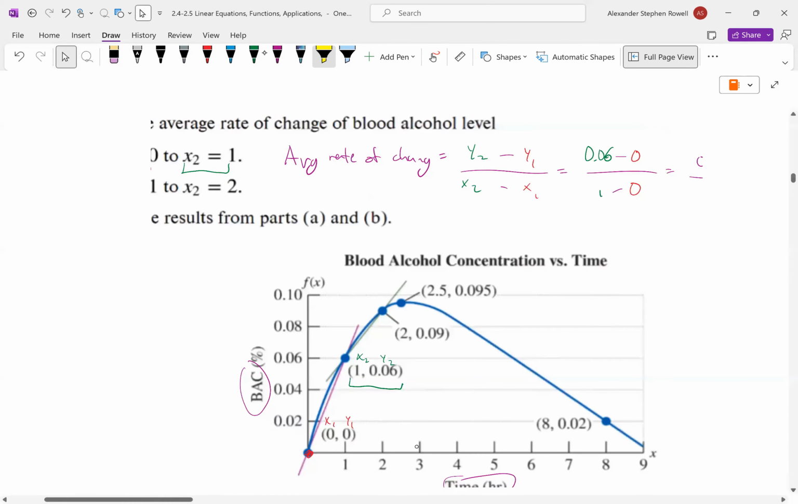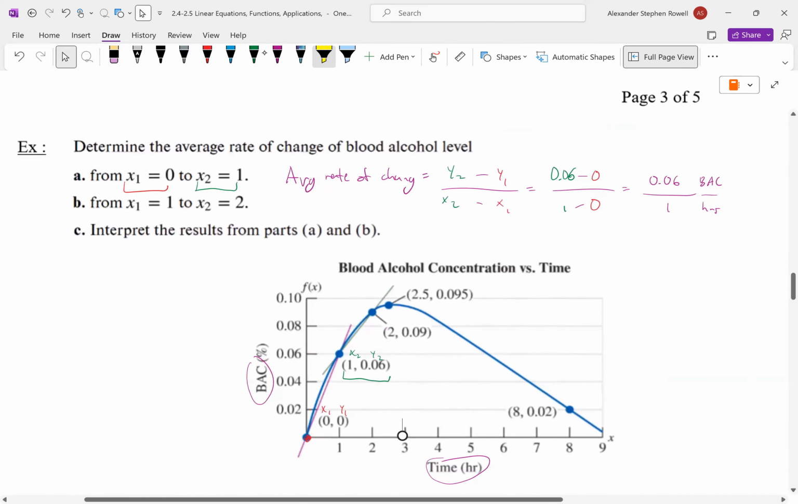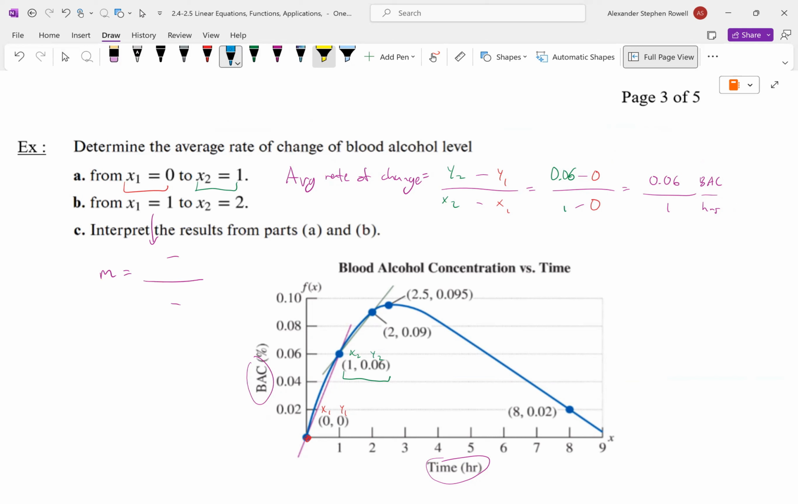All right, let's try part B. From 1 hour to 2 hours, what's my average rate of change? Maybe I'll use m this time to note the slope. It would be what minus what? Close. I guess I said it doesn't matter. If you want to do 0.06 minus 0.09, you just need to make sure to do 1 minus 2. Okay, you'll still get the same answer. Yes, but according to the formula, we tend to write it this way. So I'll just write it this way also.